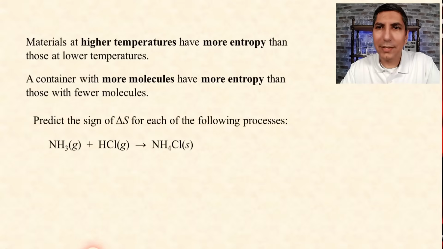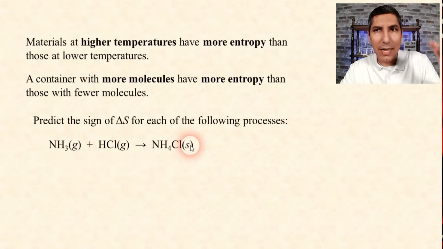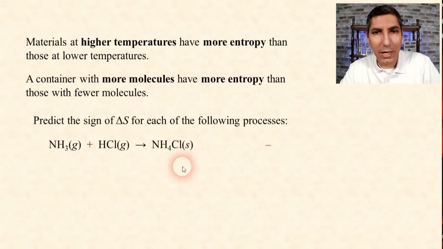So let's predict the sign for the change in entropy, delta S, for each of these processes. Well, in this first one, we have a gas, actually 2 gases, that are changing into a solid. So a gas down to a solid, that's a drop in entropy.